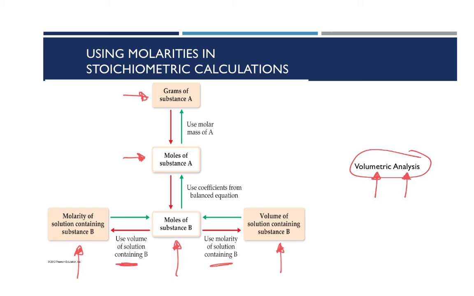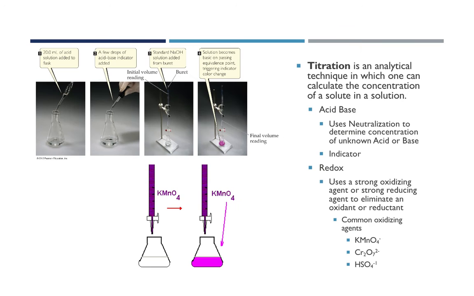It uses molarities and volumes to get you to moles, because of course, molarity equals moles per liter, and so moles equals molarity times liters. All right, so titration is a technique in which you can calculate the concentration of a solute in a solution. Two different types of titration that we frequently use in chemistry.